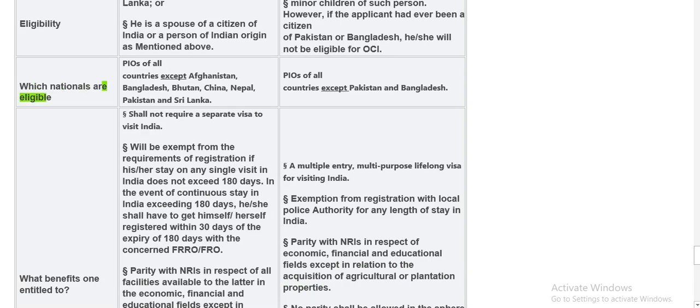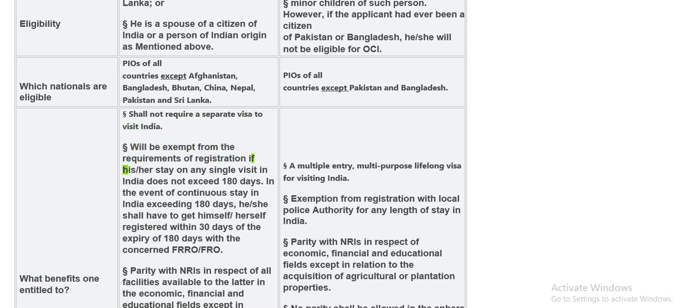However, if the applicant had ever been a citizen of Pakistan or Bangladesh, he or she will not be eligible for OCI. Which nationals are eligible? For PIO: PIOs of all countries except Afghanistan, Bangladesh, Bhutan, China, Nepal, Pakistan and Sri Lanka. For OCI: PIOs of all countries except Pakistan and Bangladesh.